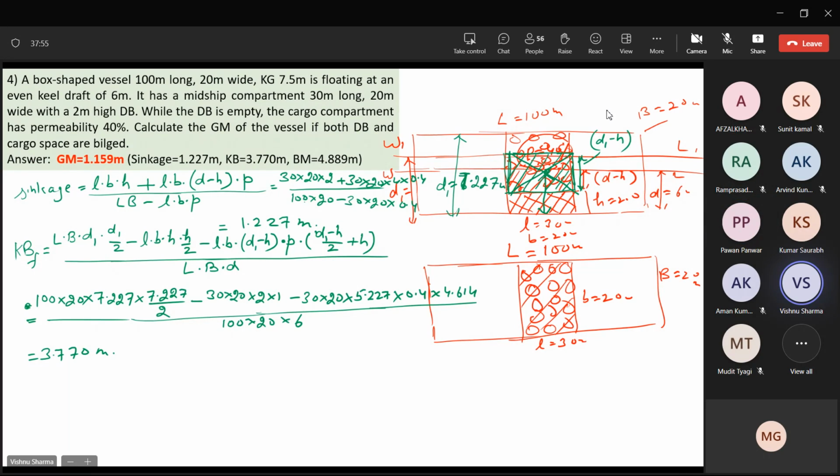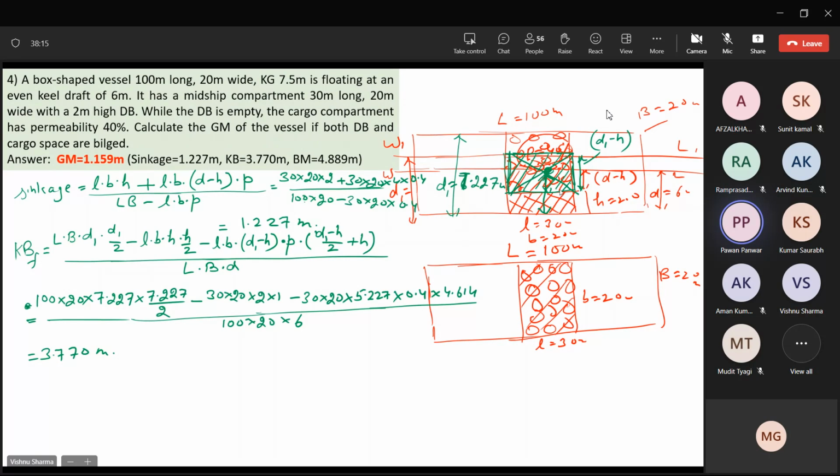Where is the geometric center of the green box? And what will be its distance from the keel? That is the level. So tell me, how much is the distance of the geometric center up to the tank top, up to the DB top? How much distance will this be up to here?